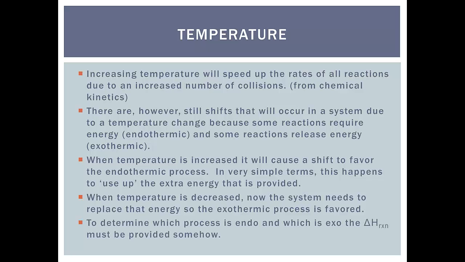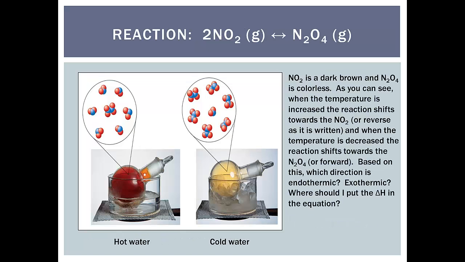To determine which process is endo and which is exo, the delta H of the reaction must somehow be provided. Either you need to calculate it, or it's given to you, or there's some experimental observation you can use to help predict which way is endo and which way is exo. So here's our example. Our reaction is 2 moles of nitrogen dioxide in equilibrium with dinitrogen tetraoxide. Nitrogen dioxide is a dark brown gas and N2O4 is colorless. As you can see, when the temperature is increased, where it says hot water, the reaction vessel becomes much darker. And when you put it into ice water, the reaction vessel becomes much lighter.